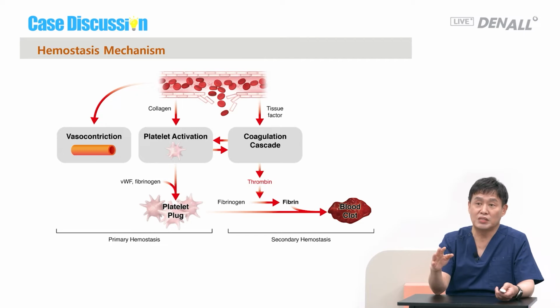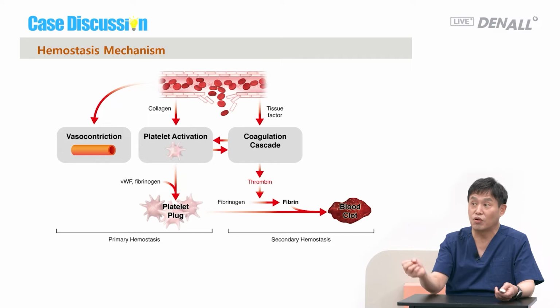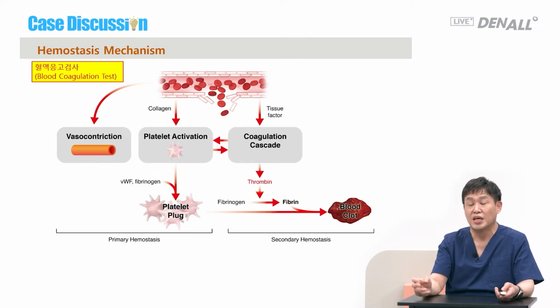After that phase, platelets get aggregated, forming a platelet plug. Up to there, it's called primary hemostasis. The coagulation cascade happens next. That's the coagulation mechanism. Thrombin is generated, leading to fibrin and the blood clots.